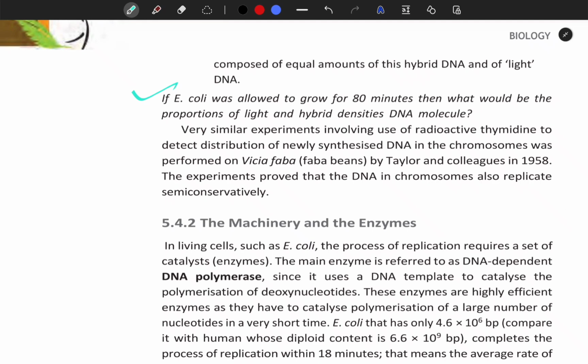If E. coli was allowed to grow for 80 minutes, then what would be the properties of light and hybrid density DNA molecules? Very similar experiments involving use of radioactive thymidine to detect distribution of newly synthesized DNA in the chromosomes were performed on Vicia faba, the faba beans, by Taylor and colleagues in 1958. The experiments proved that the DNA in chromosomes also replicates semi-conservatively.